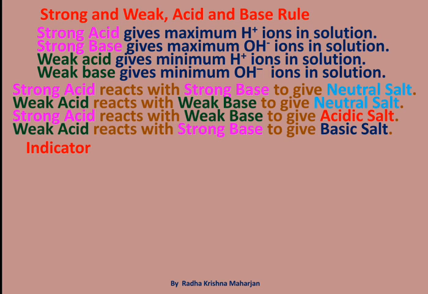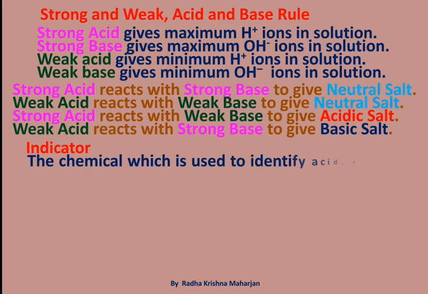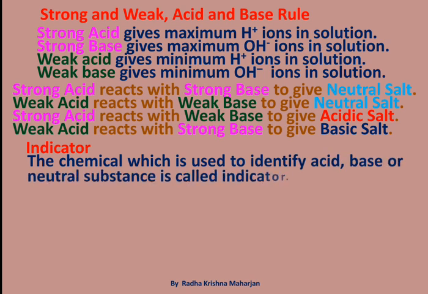Indicator. The chemical which is used to identify acid, base or neutral substance is called indicator. Indicator: acid, base, salt.